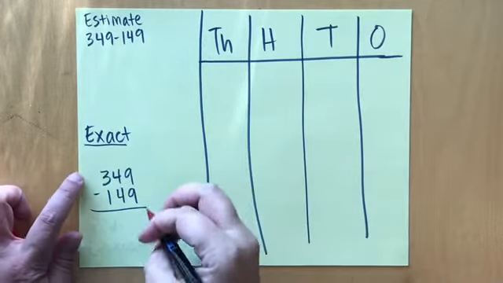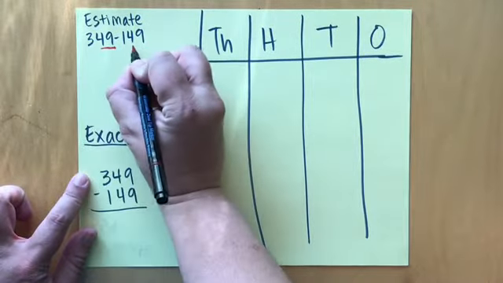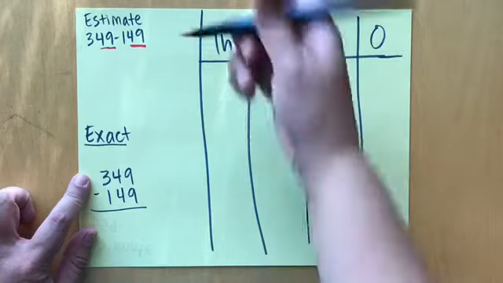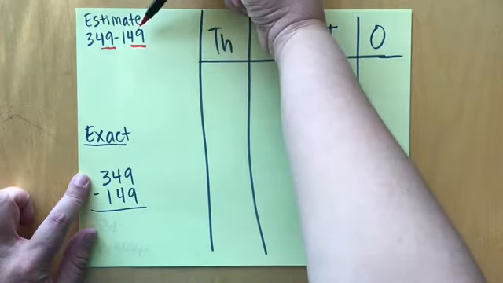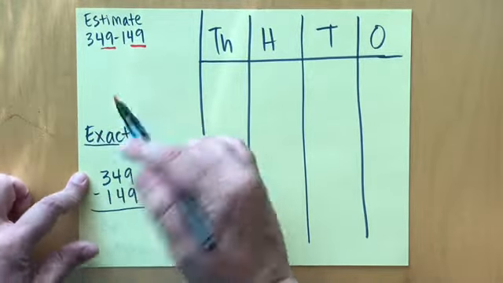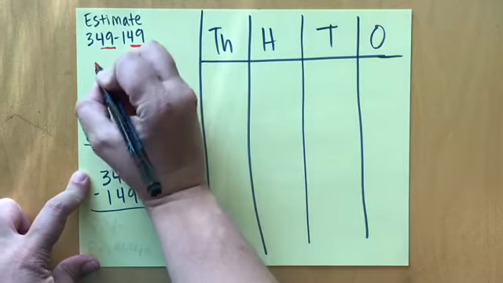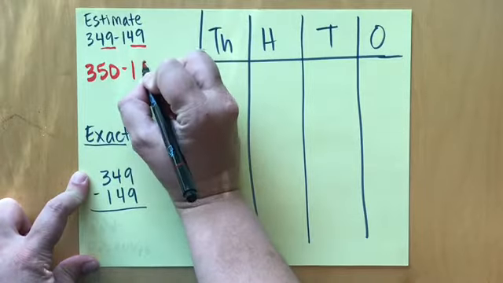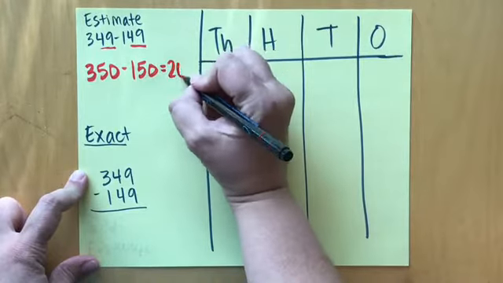All right, if I was going to estimate this problem, I realized that both of these numbers are 1 away from the midpoint. So if I rounded to the nearest 100, I would be rounding down. So this one would round to 300, this one would round to 100, and that would be a huge difference between my estimate and my exact answer. So I'm going to round to the nearest 10 here. So my nearest 10 would be 350, take away 150, which would equal 200.